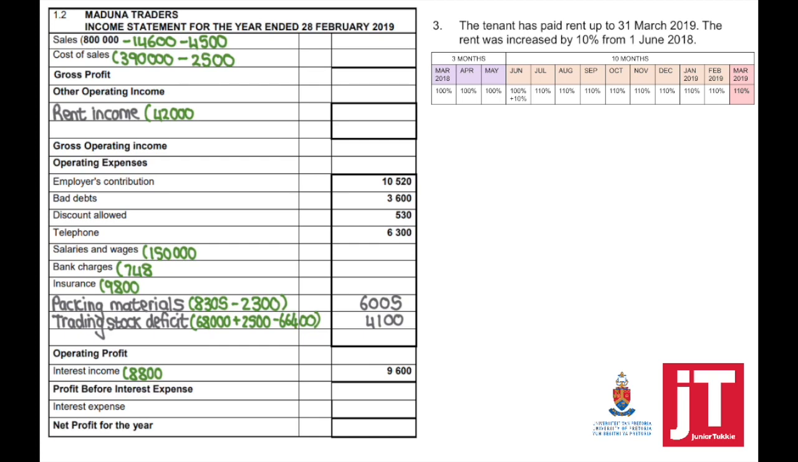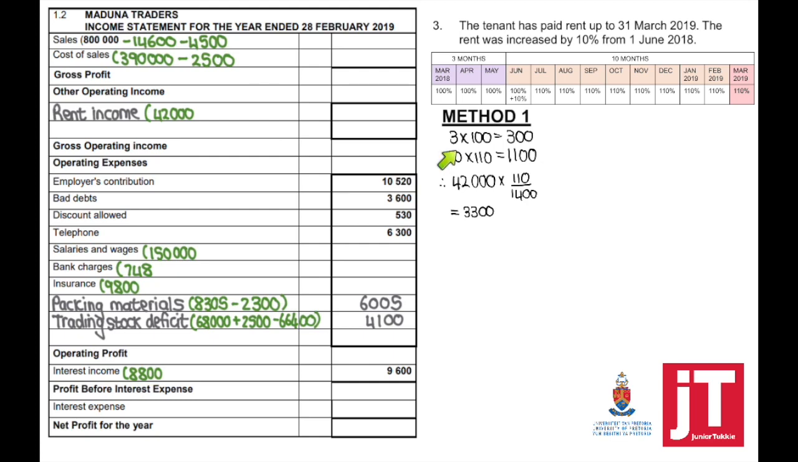We cannot take the 42,000 and divide it by 13 due to the rent that increased with 10% on the 1st of June. Remember that there's 2 methods. If you use method number 1, it's a quicker way to get to the answer which I'm looking for. And that is, what is the amount after the increase?